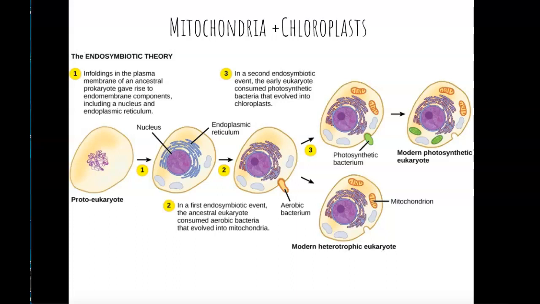When a cell does phagocytosis, it essentially sucks another cell or something else into its membrane. The first event we think was when a cell consumed an aerobic bacterium that evolved into mitochondria. The second event would have been when another cell did the same thing, phagocytosis, and took in a photosynthetic bacterium, and that created a modern photosynthetic eukaryote.